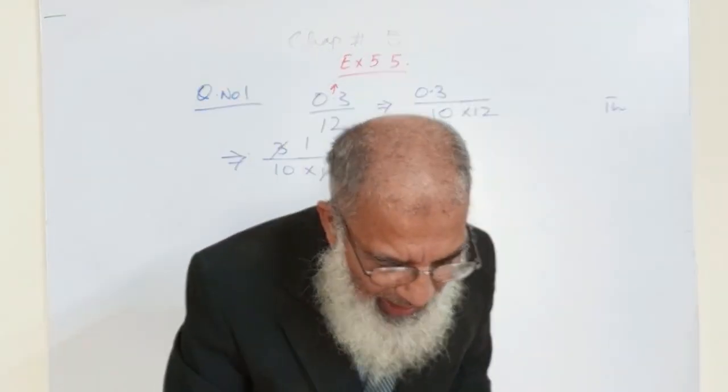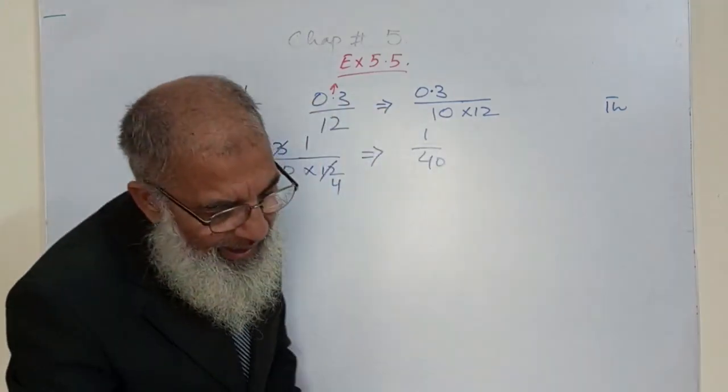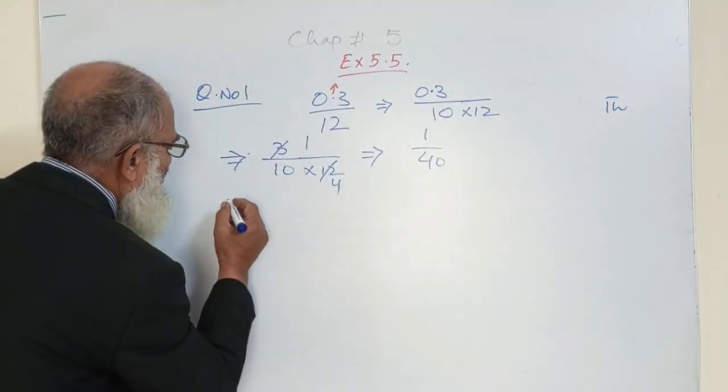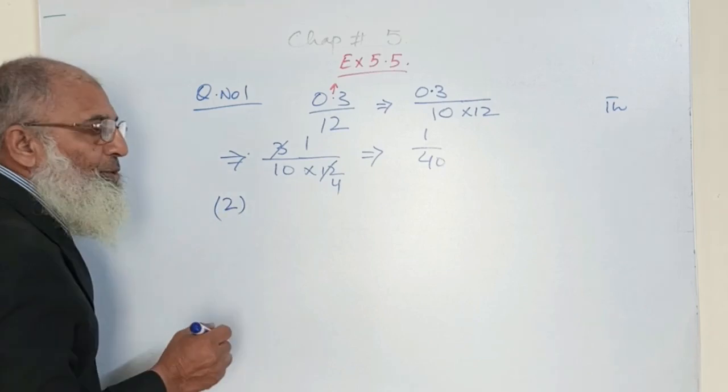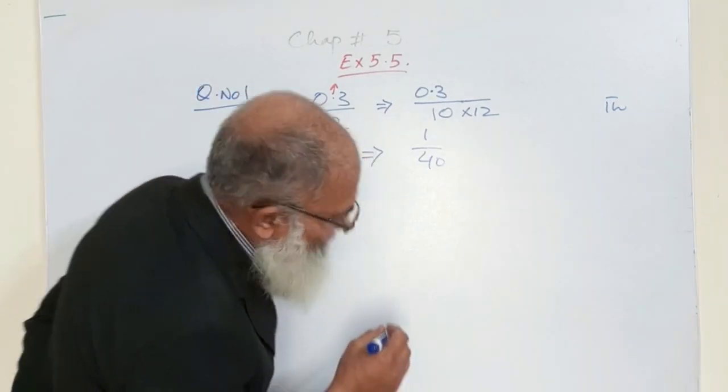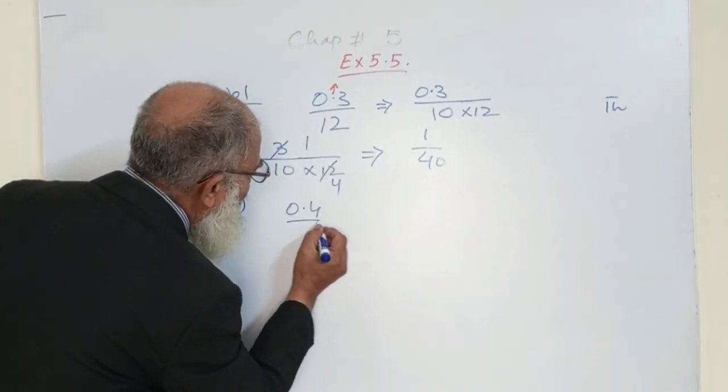Now I'll be doing another question, and the question is the same as what I told you in the preface. 0.4 divided by 0.5.